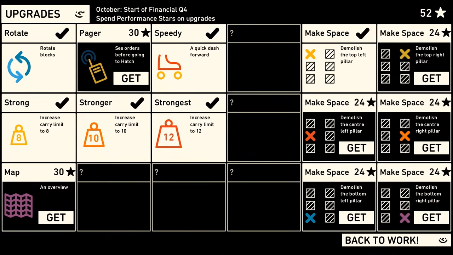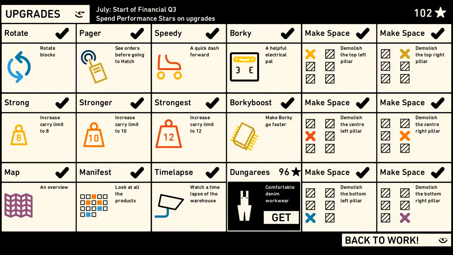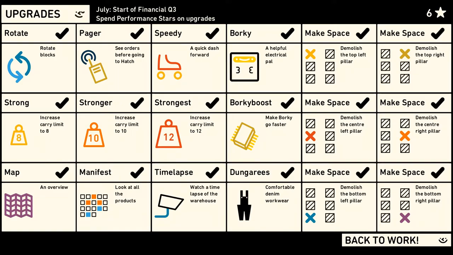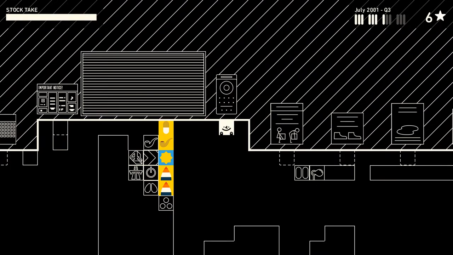These include increasing your carry capacity, obtaining a dash ability, and recruiting the almighty Borky, the king of inefficient stock control. If you're really good, however, you can even pay an extortionate amount of stars for a pair of completely pointless dungarees. But remember, only for the truly exceptional stock manager, of course.